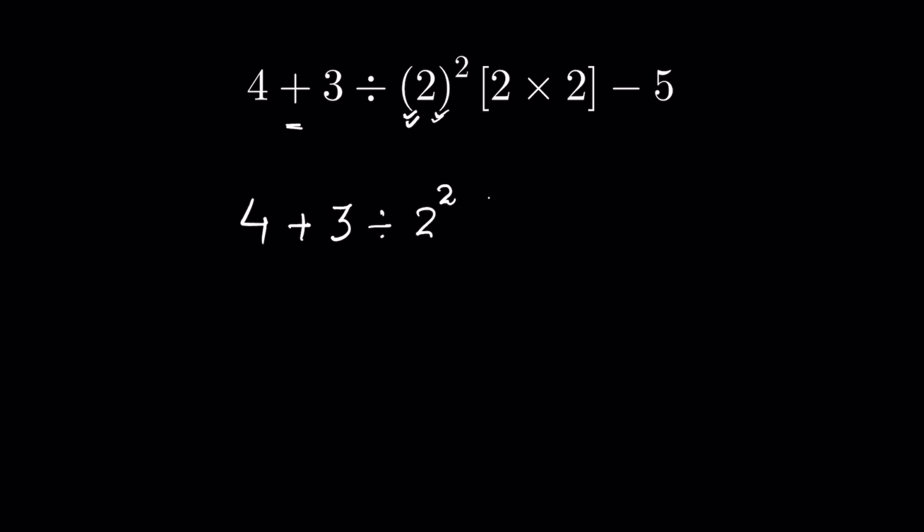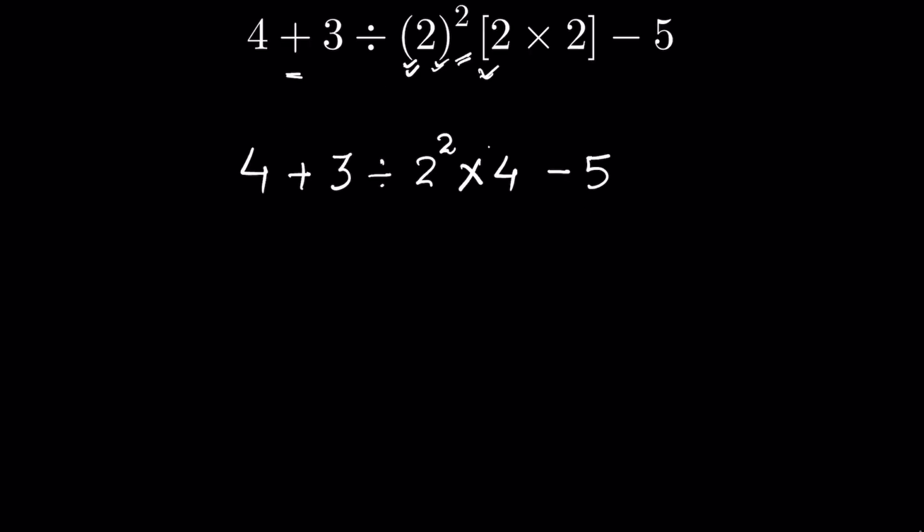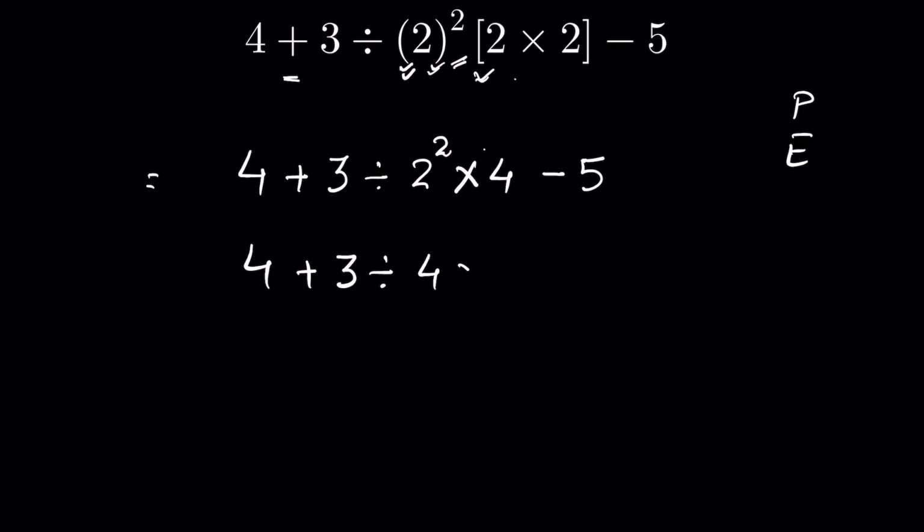So there is no smaller bracket. So we will solve this box bracket. So 2 times 2 is 4. And once the operation is done, we can remove the bracket. And since here we have no sign, it means here we have multiplication. So we write multiplication, then minus 5. Next step is, after bracket parenthesis, we have exponent. So 4 plus 3 divided by 2 square is 4, then times 4, then minus 5.